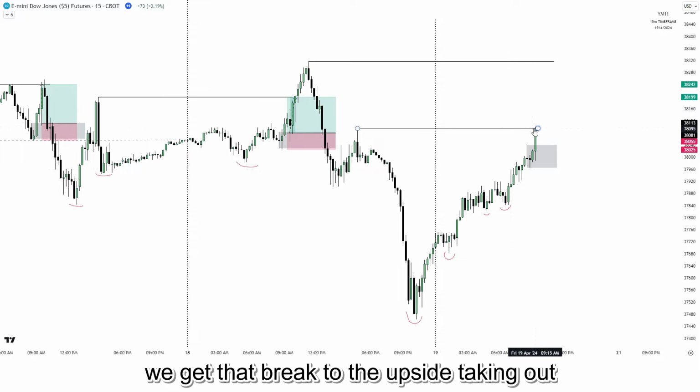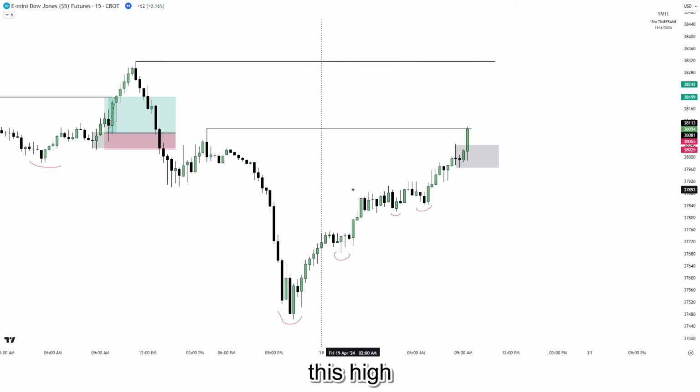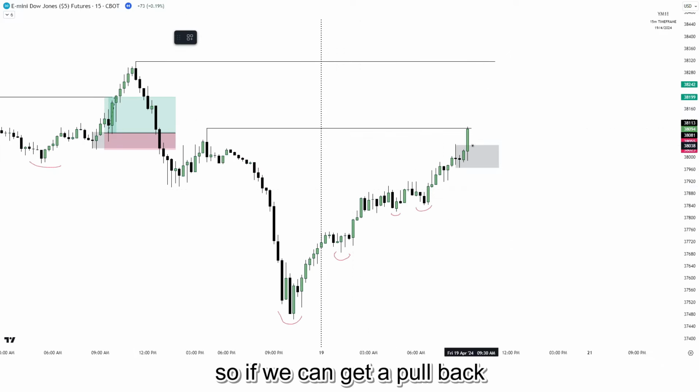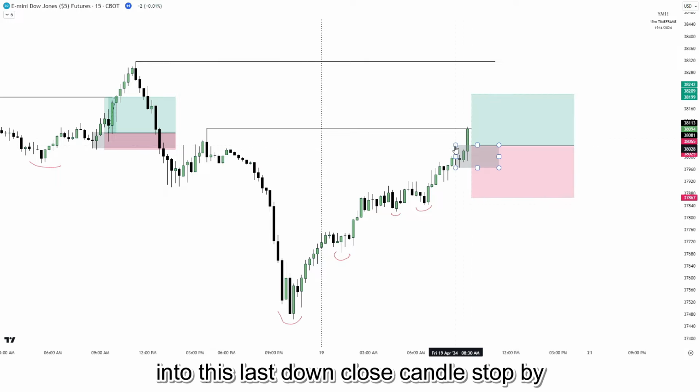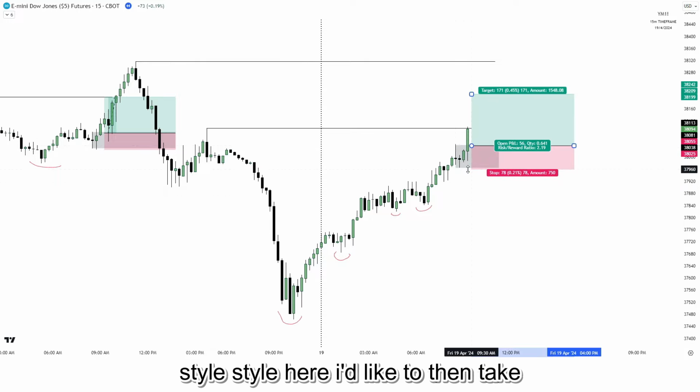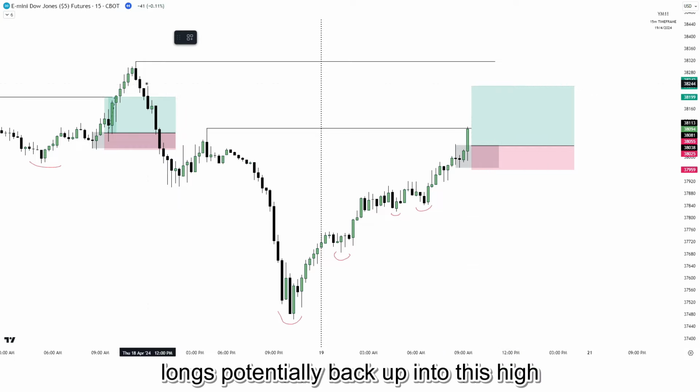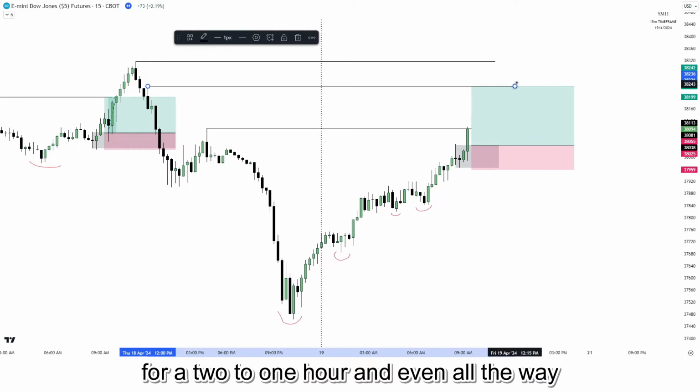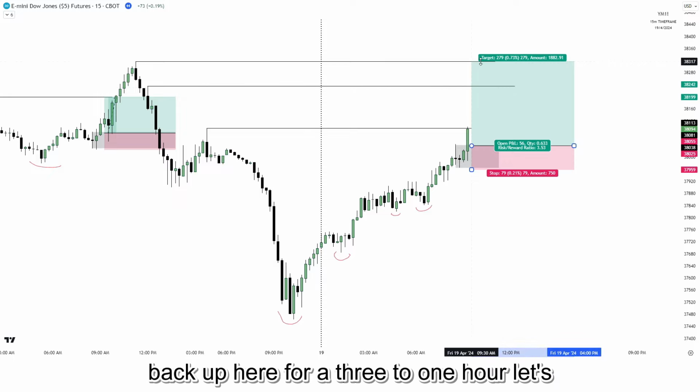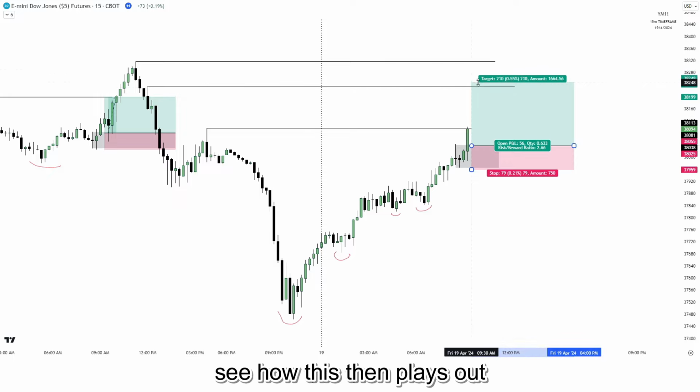We get that break to the upside, taking out this high. So if we can get a pullback into this last down close candle, stop loss just down here, I'd like to then take longs potentially back up into this high for a 2-to-1R, and even all the way back up here for a 3-to-1R. Let's see how this then plays out.